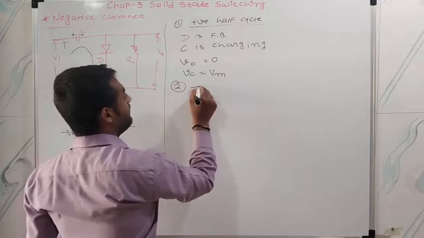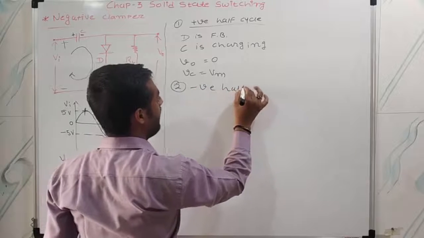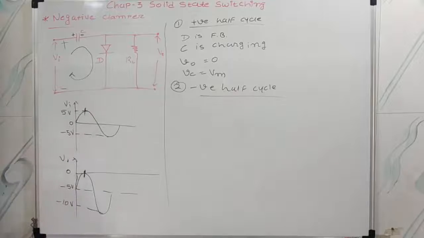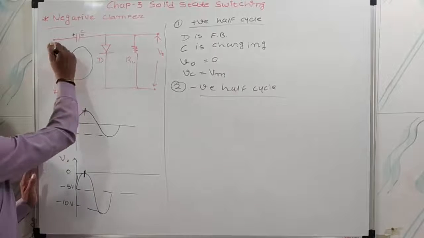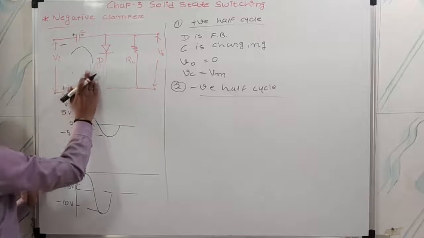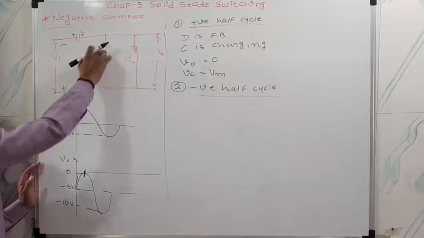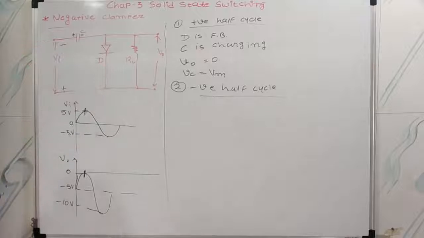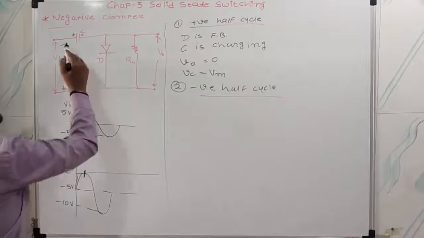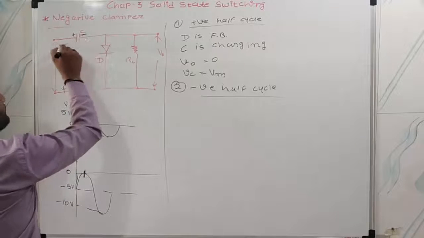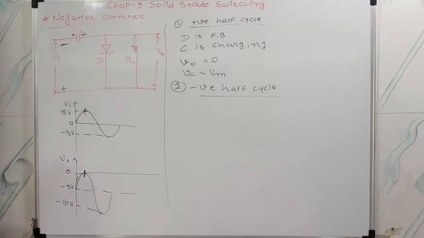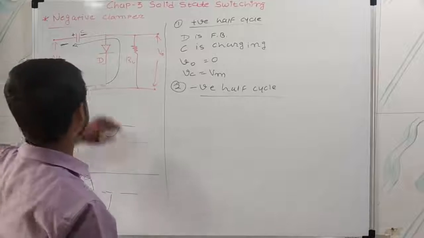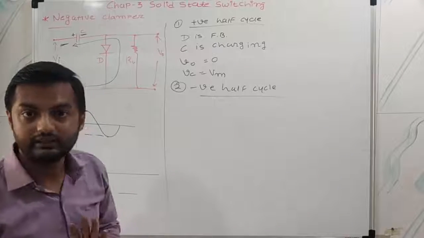Now, negative half cycle. During the negative half cycle this one is negative, this one is positive. Now, this diode is in reverse bias because current cannot flow this way. Now what will happen? See, this minus and this minus become the same. Done. Current will flow in this direction. And that is why we will get some output voltage.